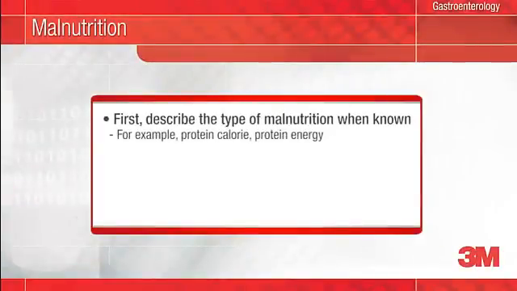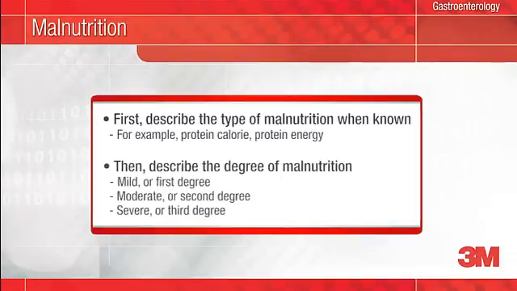If your patient has malnutrition, you should document the clinical picture, the type, such as protein calorie or protein energy malnutrition, and the stage or degree. For example, mild, moderate, or severe, or first, second, and third degree. Your notes should include clinical findings such as patient with terminal cancer, 20-pound weight loss, and cachexia, and any supporting labs such as low albumin.